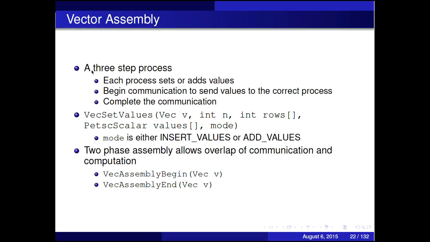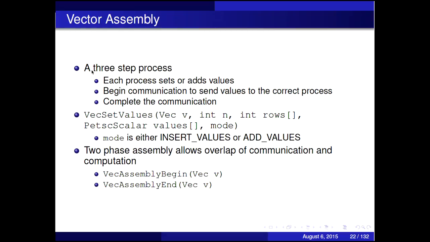So let's see how this is done. There's really a three-step process. Each MPI process computes values that it wants to put into the vectors or matrices. Then once all those values have been computed, we begin a communication phase to send the values to where they actually belong. And then we complete that communication phase as a separate call.